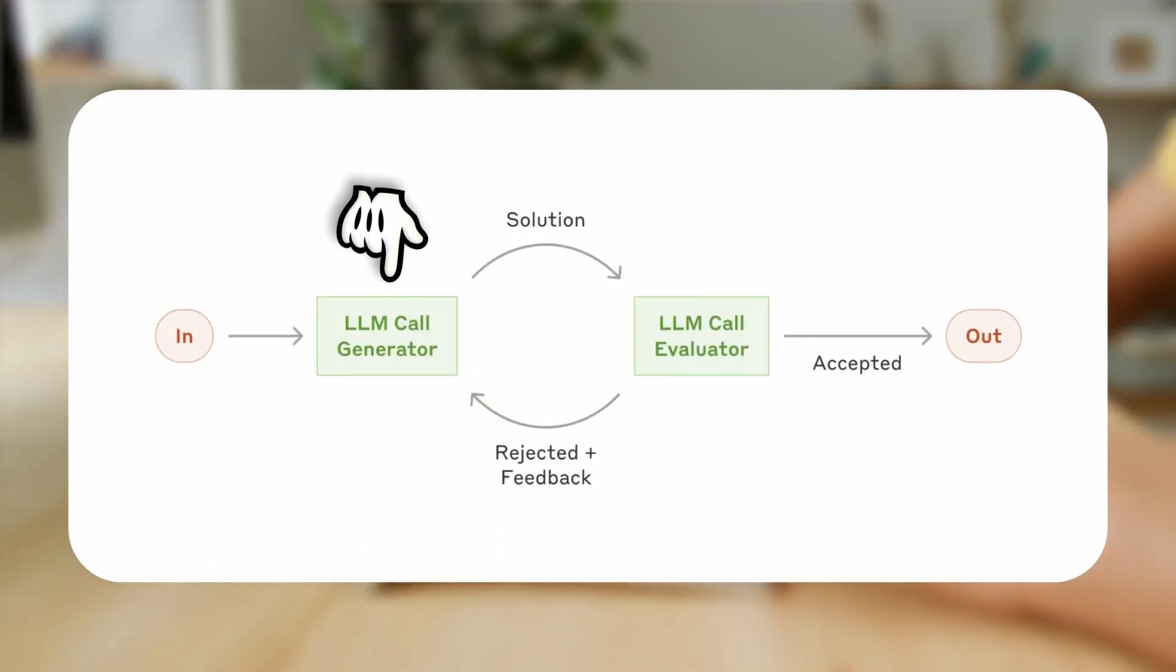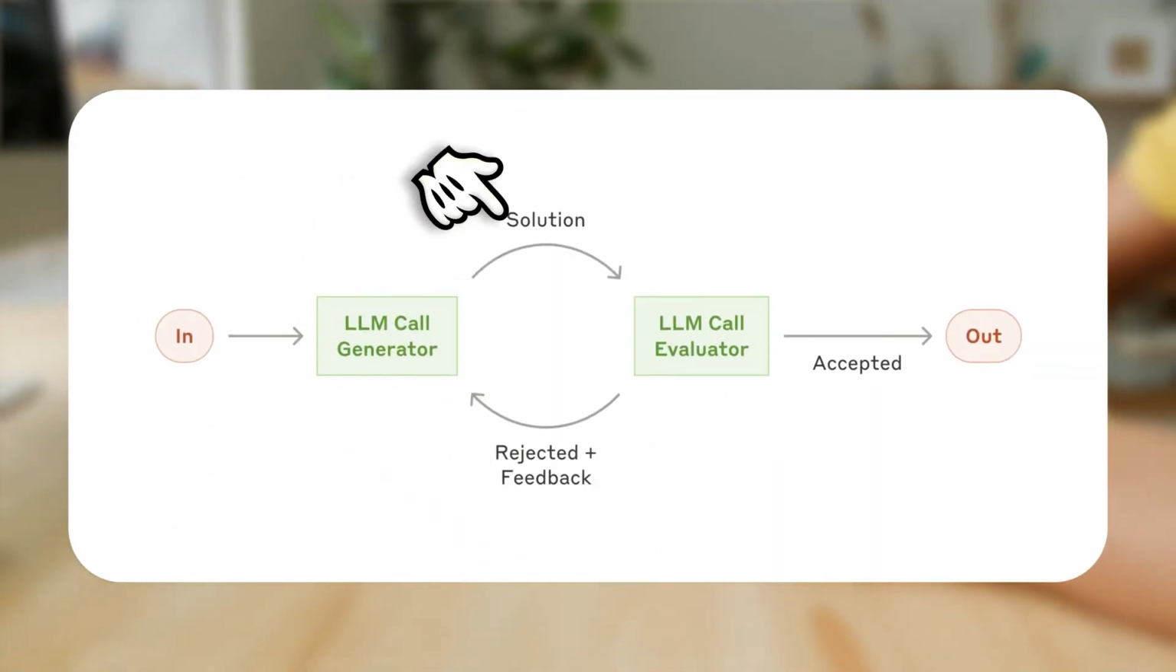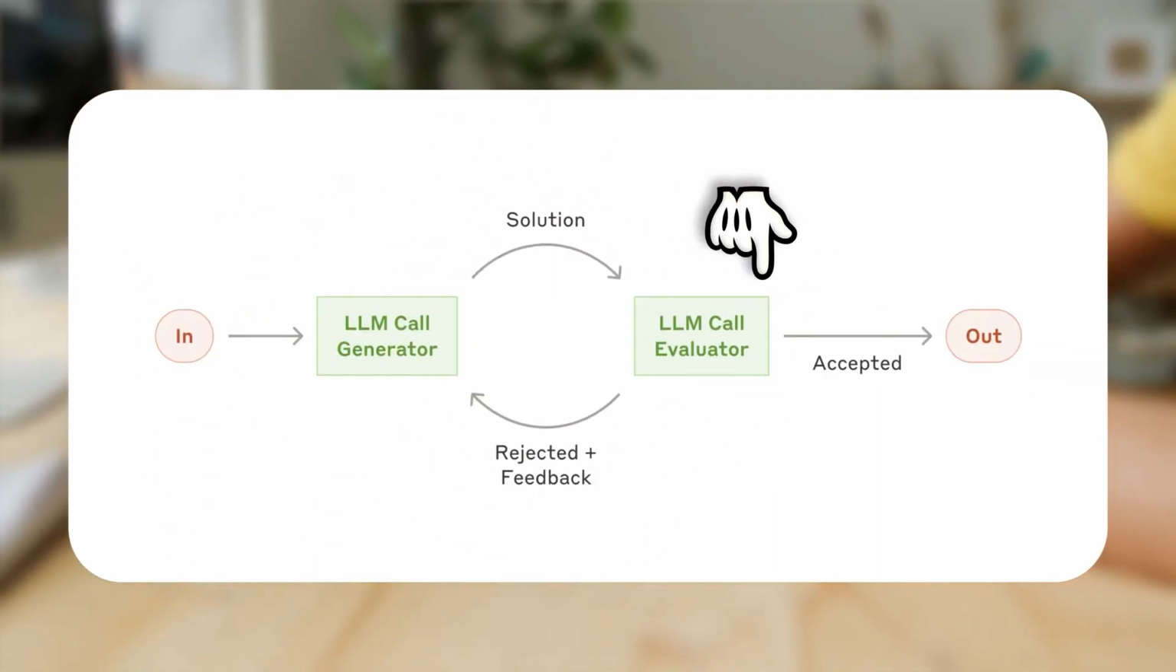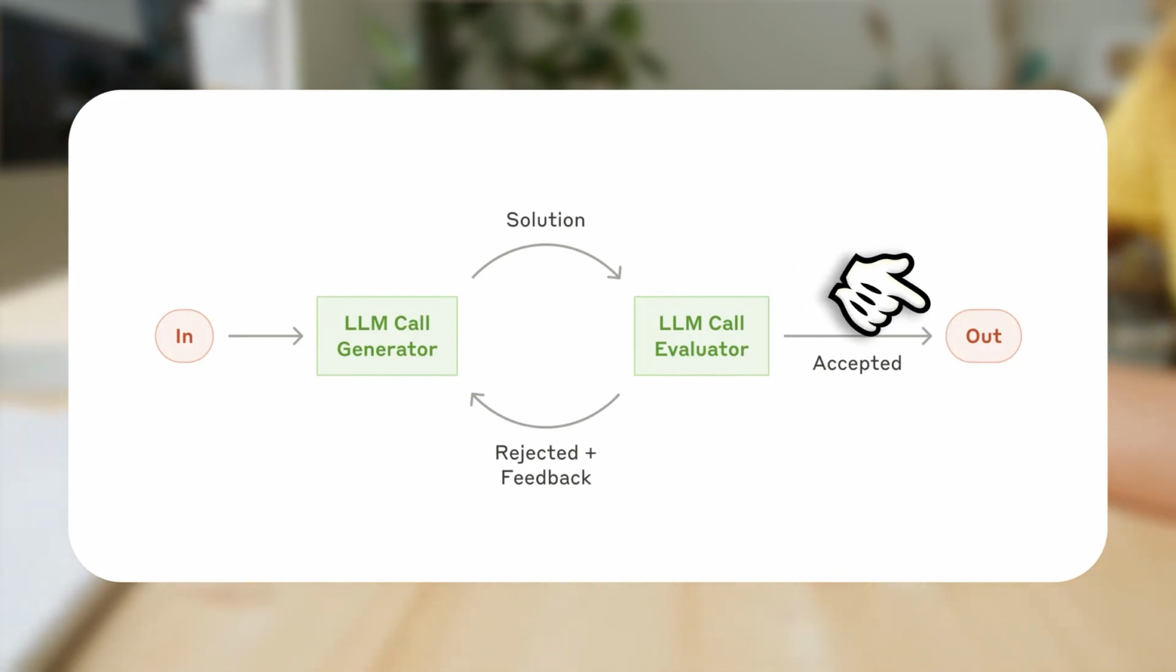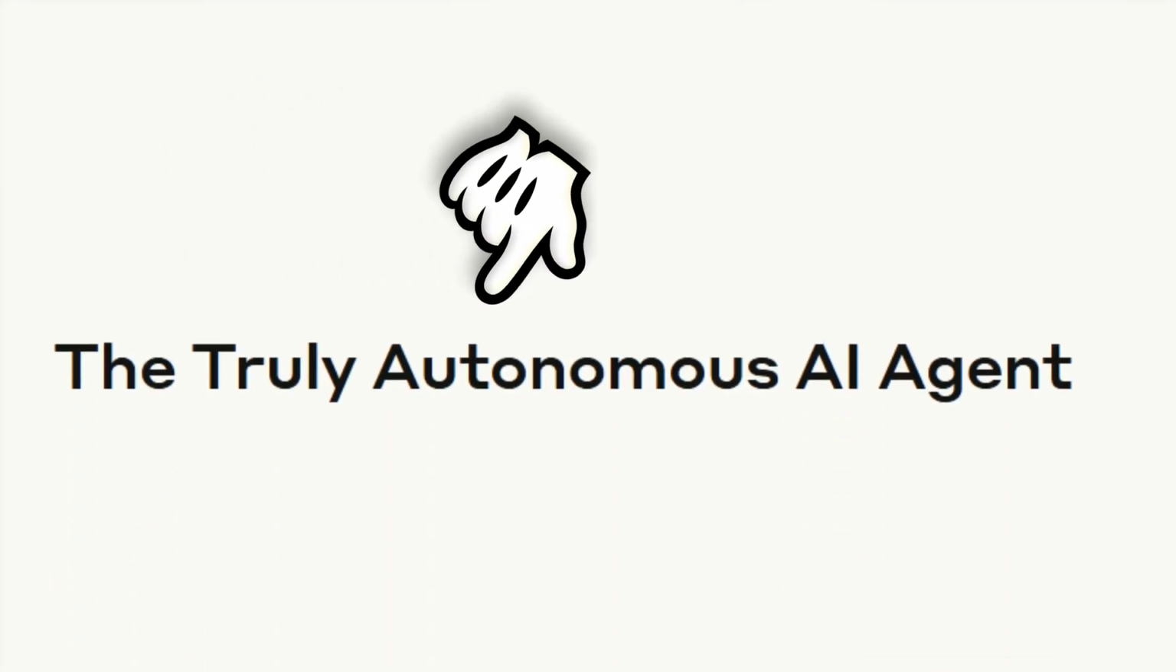Another example is if you have complicated research that should be written into a document. The first research may not be good enough, so the evaluator will provide notes and suggestions until it does look good enough to output. Last, we have the truly autonomous agent.